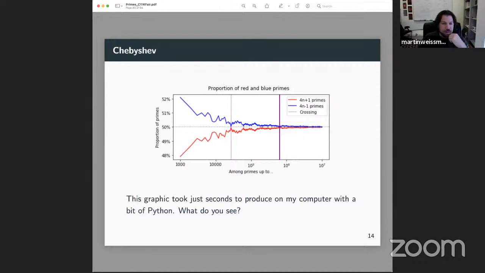And maybe I'll give you a minute to look at it. I wonder if you see anything, or can think of a research question, or what might be interesting about this. Maybe you can type it in chat if you like. Yeah, there's a symmetry. The symmetry is a little bit artificial because every prime is either red or blue. So I'm actually double graphing something: if it's 52% blue, then 48% red.